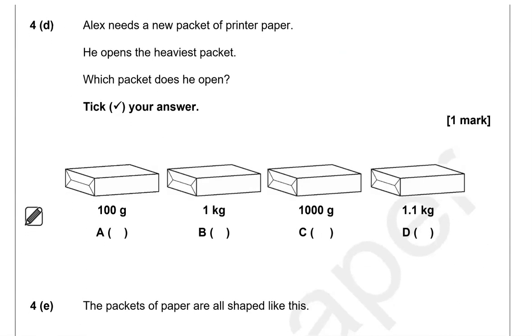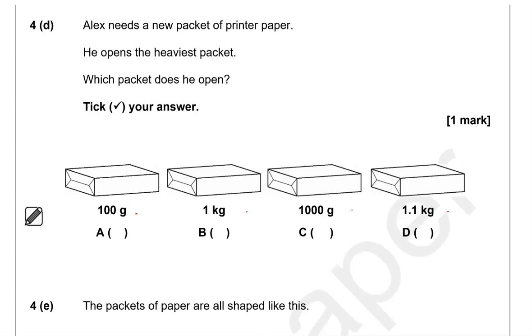Alex needs a new packet of printer paper. He opens the heaviest packet. Which packet does he open? Tick your answer. So we've got packet A weighing 100 grams, packet B 1 kilogram, C 1000 grams, and D 1.1 kilogram.